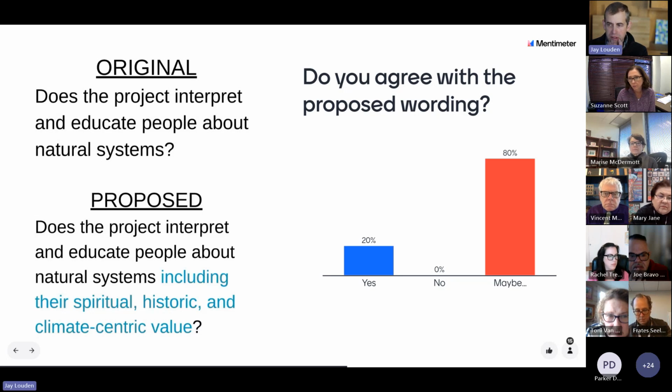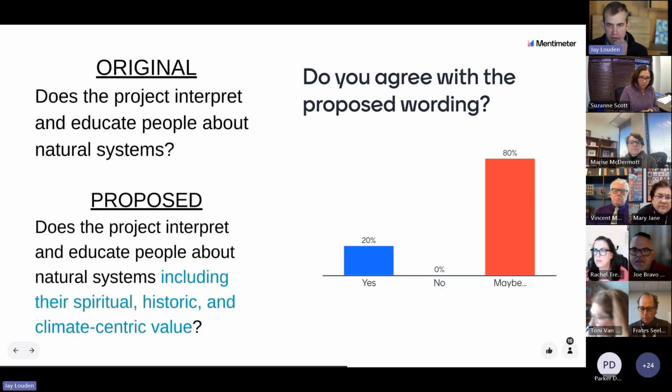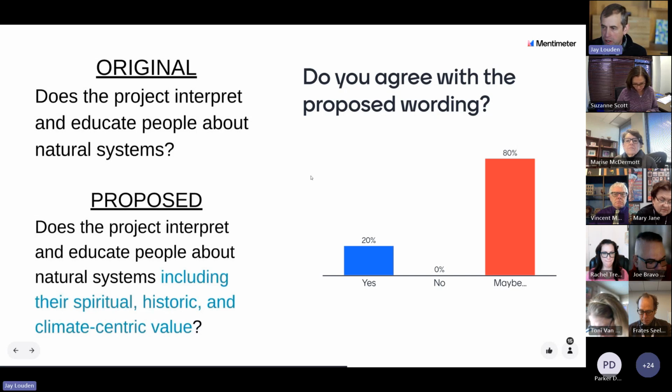Yeah, let me think on this one a little bit longer and come back with some changes to the proposed wording. I think we've got a number of not necessarily inconsistent changes suggested that we can take a look at. All right.